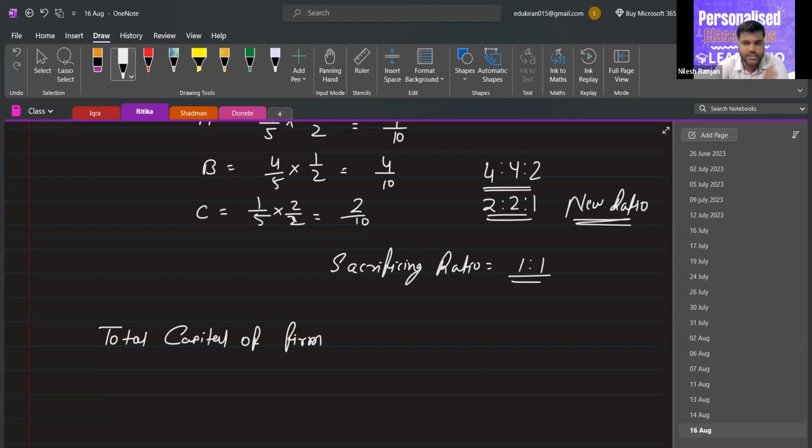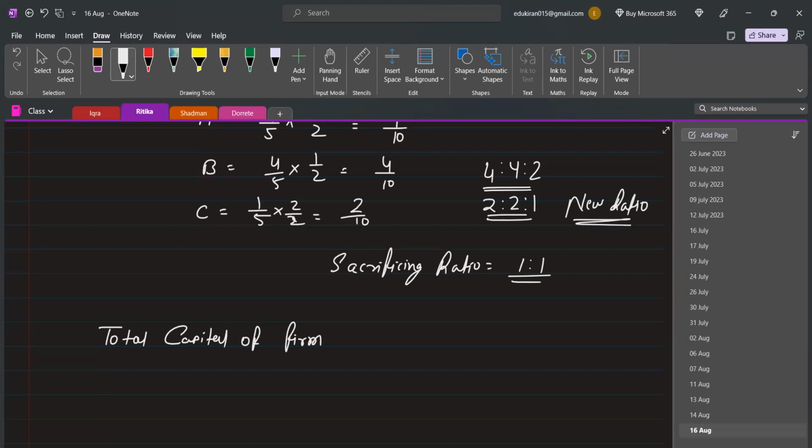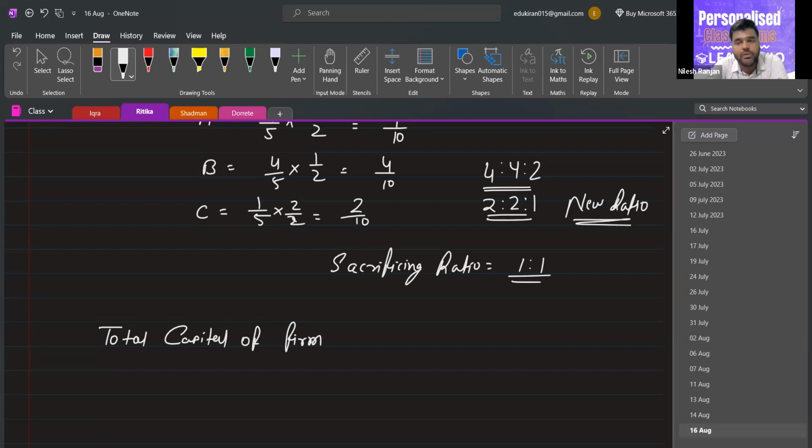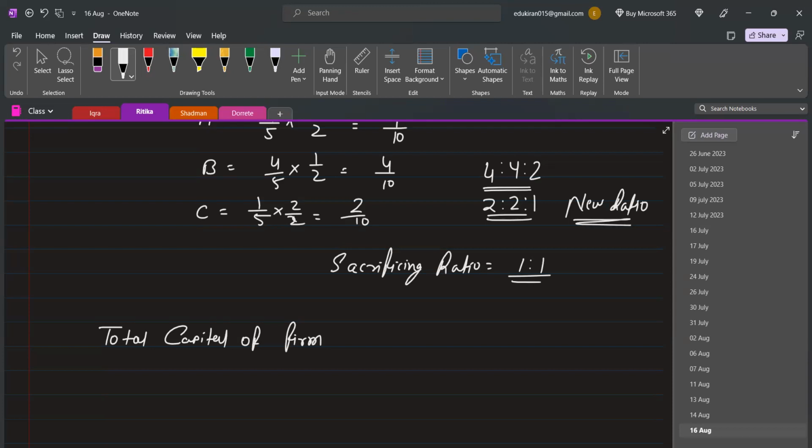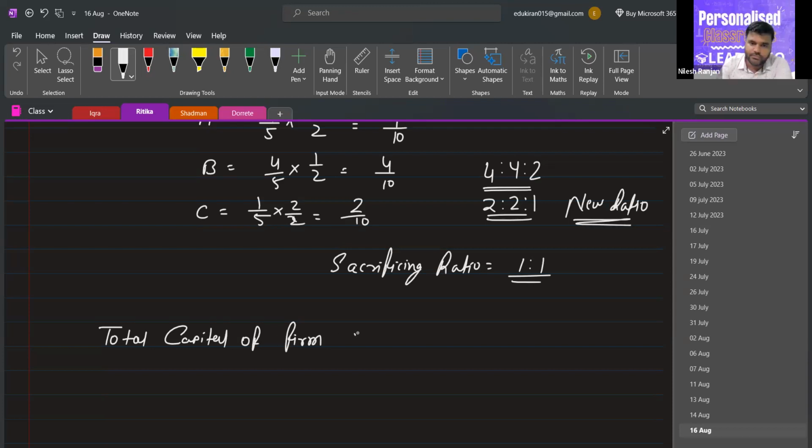Okay, let me explain it. For one share out of a total of 5 shares, he's giving 5 lakh. So one share price is 5 lakh, and the total 5 shares will be 25 lakhs. It will be 5 lakh into the reciprocal of his share, that is 5/1. So 25 lakh.